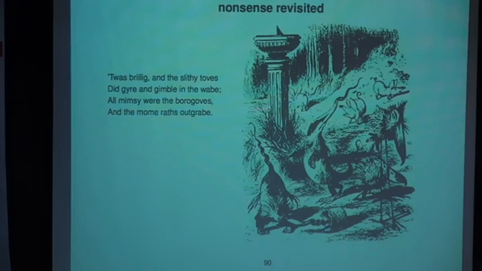The mome raths are these little piggy creatures in the back, and they are outgrabing. Outgrabing is something like a bellow and a whistle with a sneeze built into the middle of it. If anybody wants to attempt that later, maybe we need some beer first.